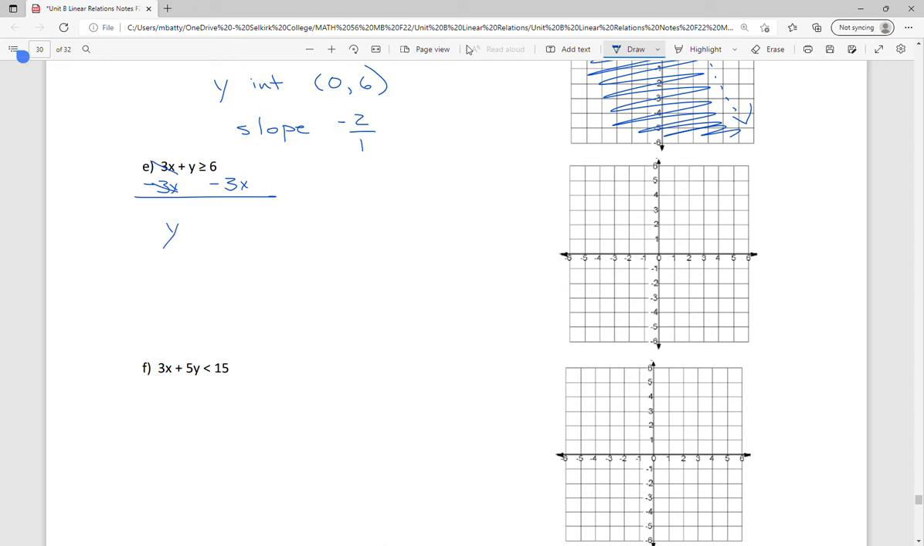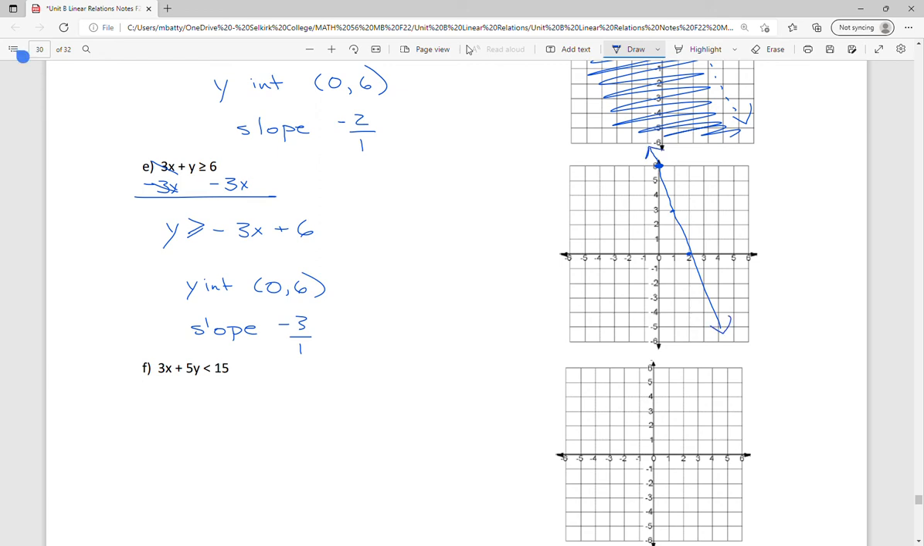Solving for y, I had y is greater than or equal to negative 3x plus 6. That gives me a y-intercept of (0, 6) and a slope of negative 3 over 1. So I'd go to my y-intercept, I'd go down 3 and over 1. And then I could draw my line. It's going to be a solid line because it has an equal to part of it.